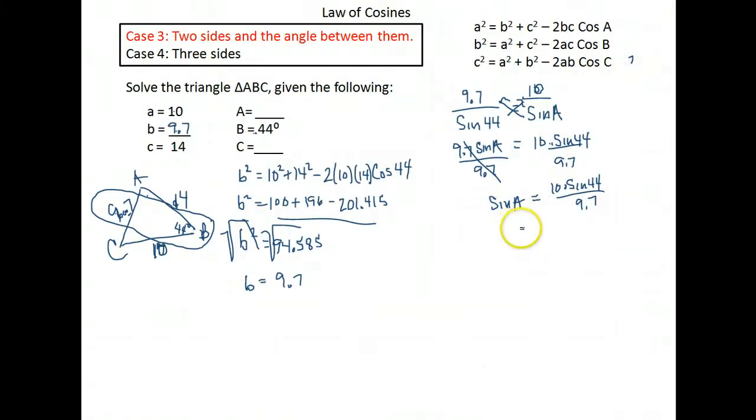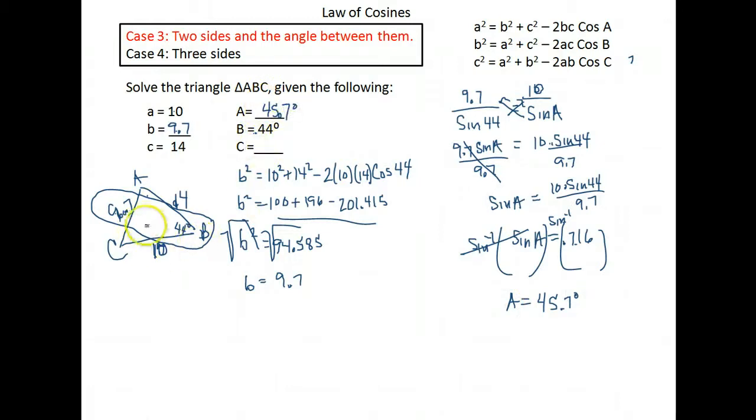That gives me that the sine of A equals 0.716 approximately, and I do the inverse sine so that I can find the measure of the angle. I have the ratio of the sine, I need the angle. Okay, so A is the inverse sine or arc sine of 0.716, which gives me about 45.7 degrees. So angle A is 45.7 degrees.